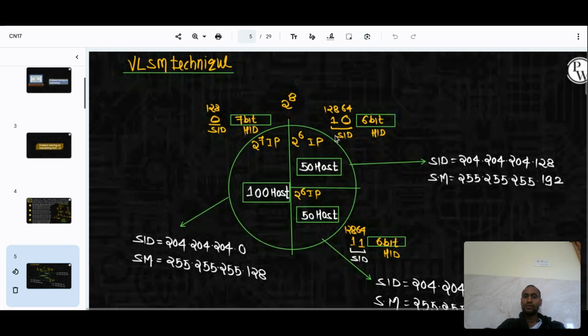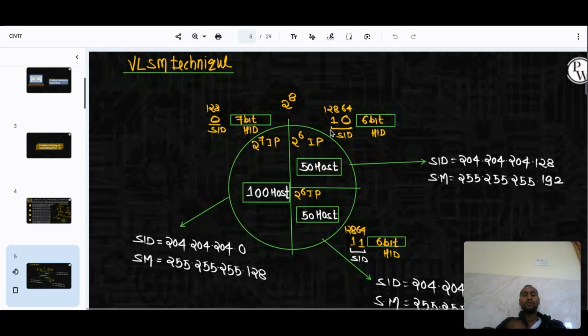So we also find it for 50 hosts, because the network ID part is the same, so there is no change. We find the subnet ID by making the host ID part zero. So these 6 bits are 0, so it is 128 in the last octet. The default subnet mask of the class is also easy to find like this.